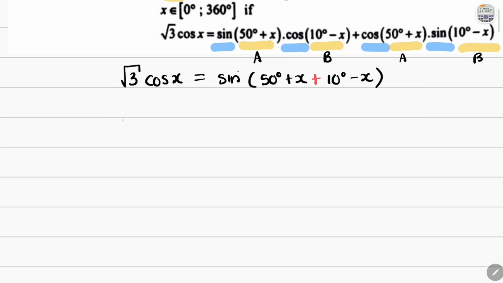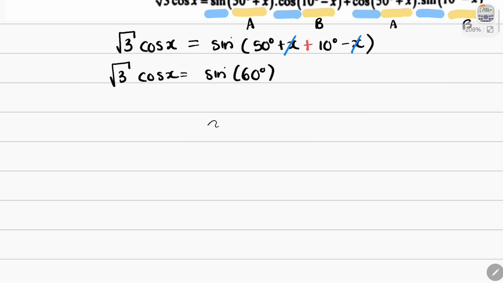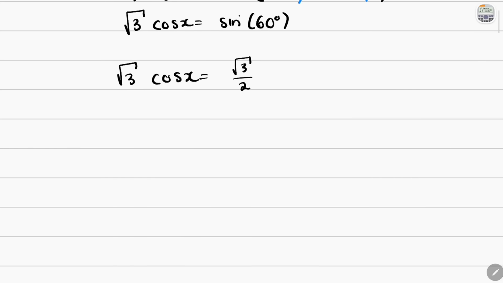So this is what we have: square root of 3 cos x is equal to sine, and do you see that positive and negative x, they will just become 0. 50 degrees plus 10 degrees is 60 degrees, which is a special angle. So it means we can find the value of sine 60 degrees. Sine 60 degrees, its cofunction is cos 30 degrees, which I know is equal to the square root of 3 over 2. You could also just use a calculator for that. So root 3 cos x is equal to square root 3 over 2.